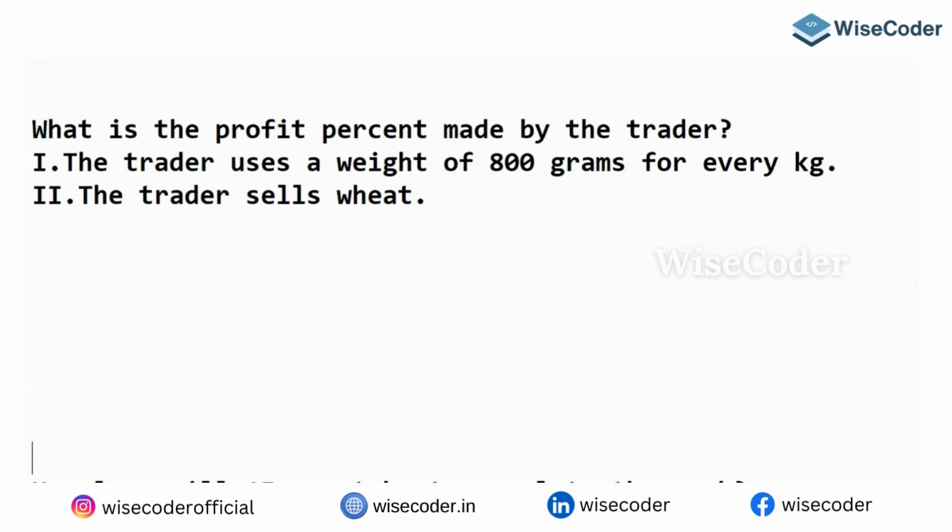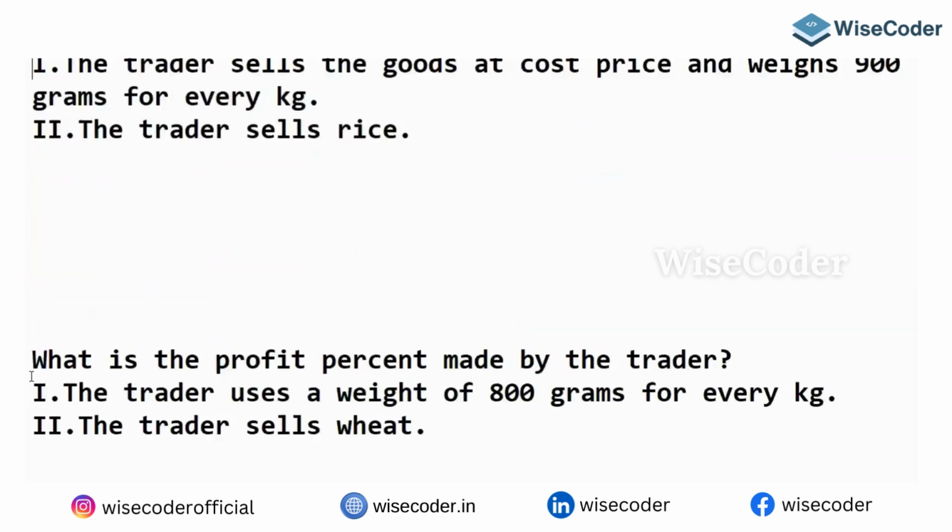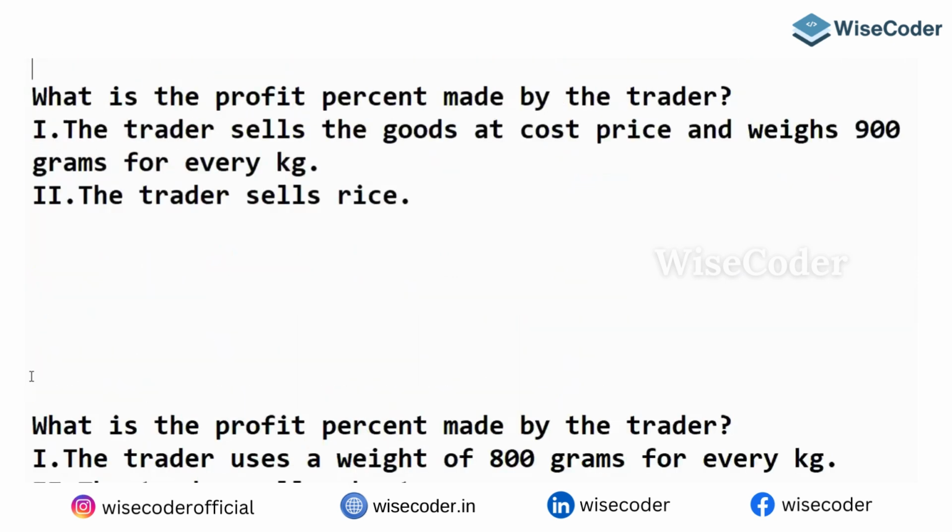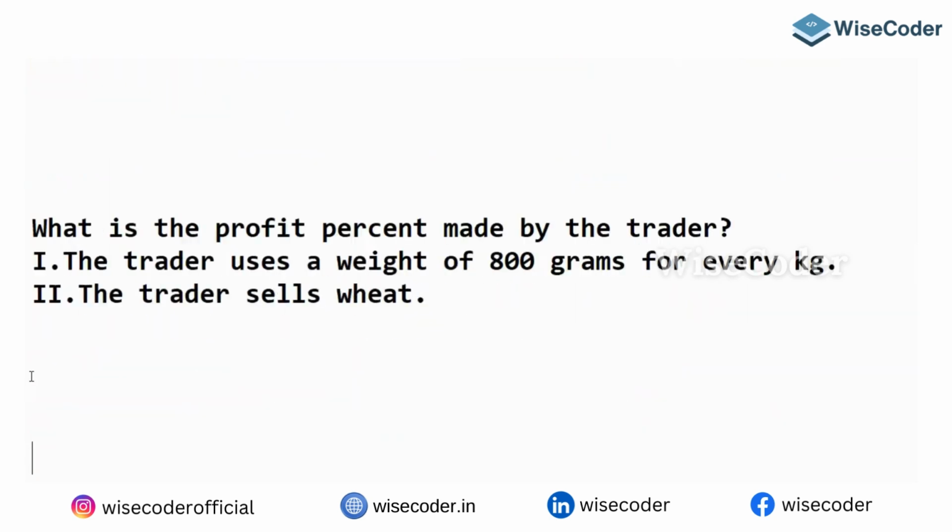Yes or no? In the previous question, a trader sells his goods at cost price. I know the selling price, I know the cost. But in this question, the trader uses a weight of 800 grams for every 1 kg, but at what price does he sell? I don't know. The second statement is what? He sells wheat. What difference does it make? Wheat or rice, it doesn't matter to me, right?